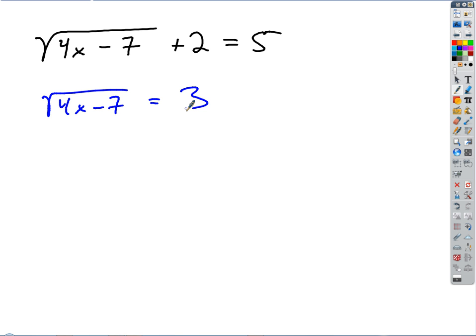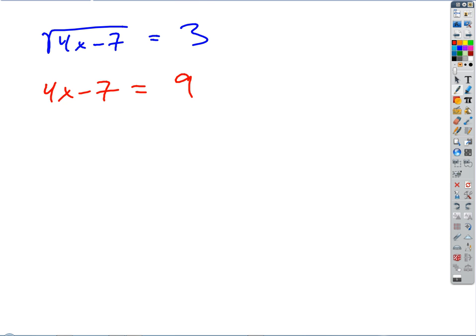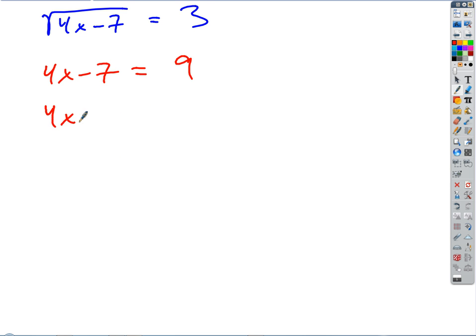Then square both sides. What's that mean? We just get rid of the radical. Change colors, meaning extraneous solutions maybe. Kind of a pain. 4x minus 7 equals 9. Add 7, 16, divide by 4, and I get x equals 4.